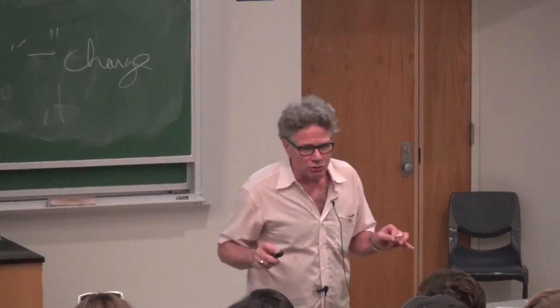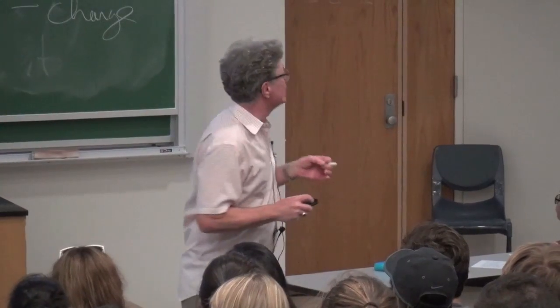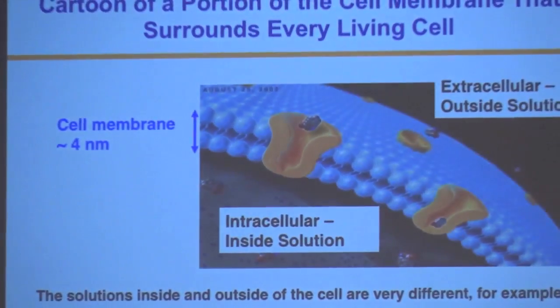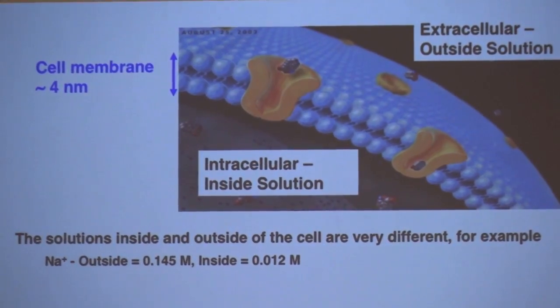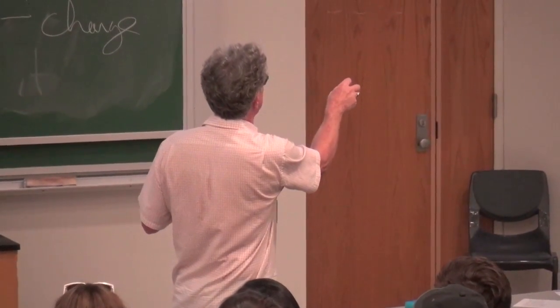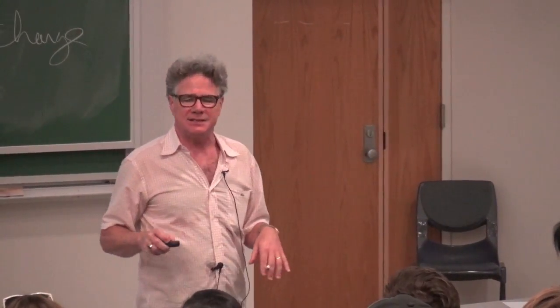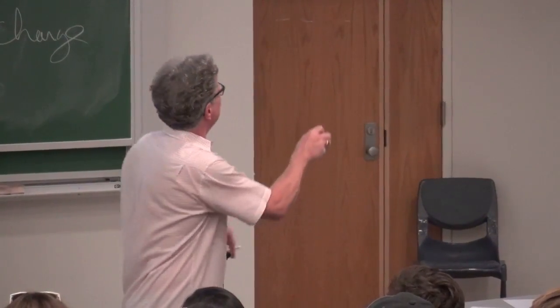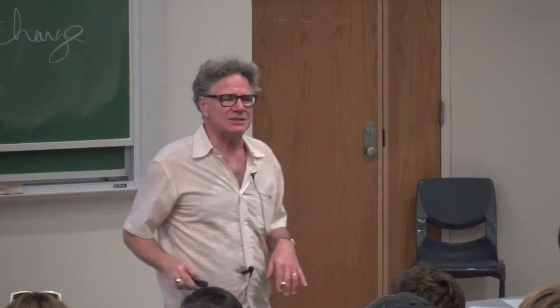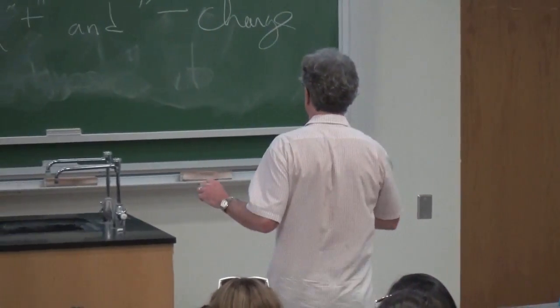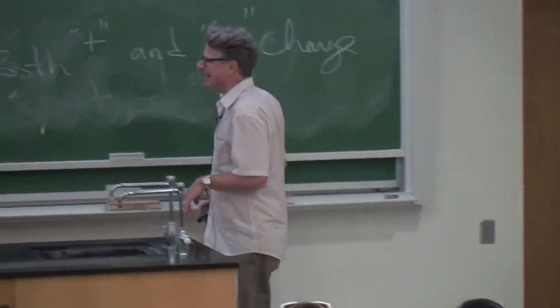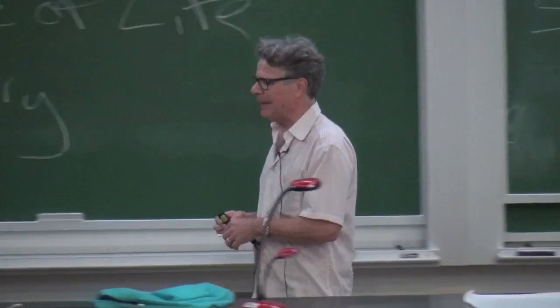Here's what's really, really cool about most living cells. The outside of the cell looks something like seawater. It's not quite. Remember our definition of high concentration, 0.6 molar sodium chloride in seawater. Well, the outside of the cell is not quite that concentrated, but it's close. On the inside of the cell, the sodium ion concentration is an order of magnitude lower. That's cool. The cell spends metabolic energy pumping in potassium and pumping out sodium.